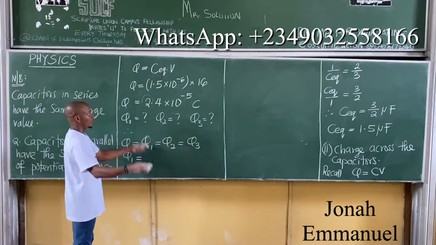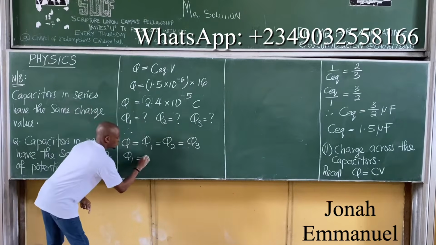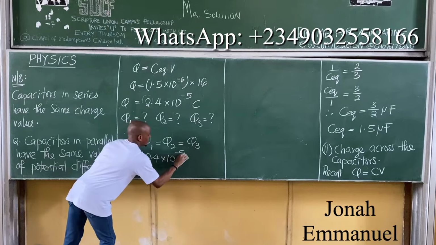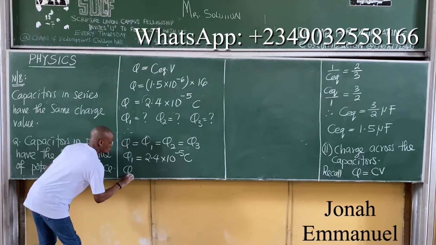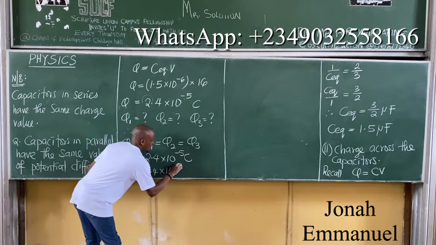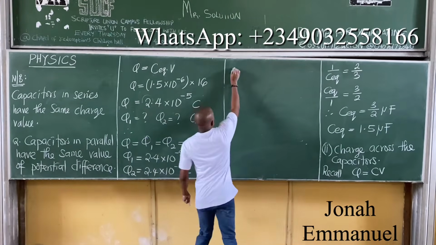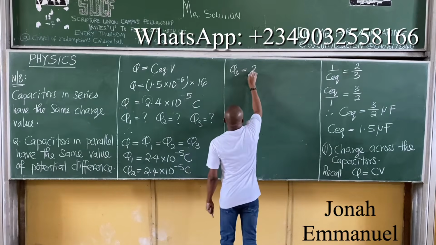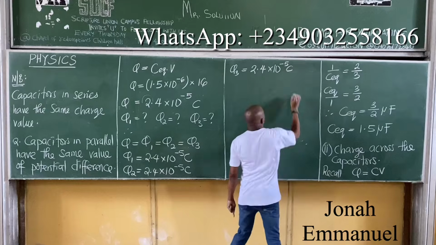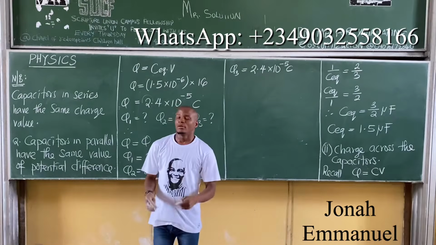Alright, but that's by the way. So we can say this is 2.4 times 10 to the power minus 5 coulomb, which is still okay. Q2 is equal to 2.4 times 10 to the power minus 5 coulomb, and then Q3 is equal to 2.4 times 10 to the power minus 5 coulomb. So I have this.